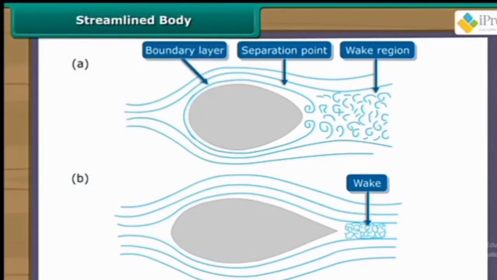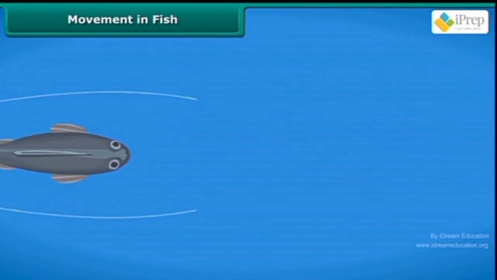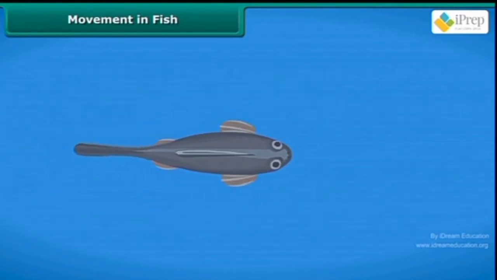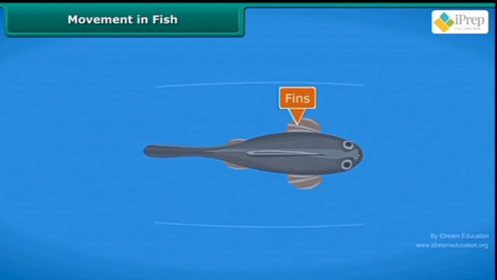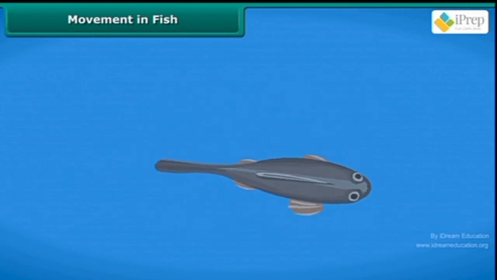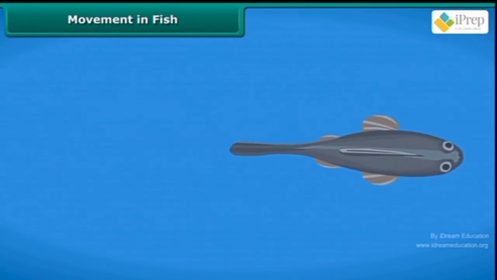Streamlined body. The shape of many objects moving through air or water is designed in such a way that friction can be reduced between the objects and water or air. The shape of the body is called a streamlined body. In fish. Fish have a streamlined body which helps them move fast in water. Fish swim with the help of their fins. The tail moves from side to side and helps the fish swim in the right direction. Some fish, however, move by bending their bodies from one side to another in quick succession, which produces a thrust that helps it move forward.